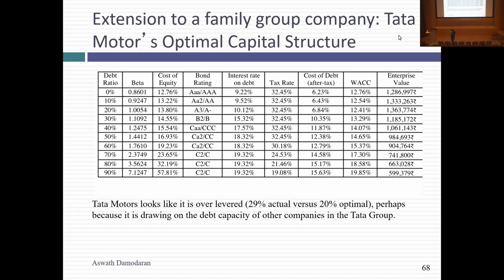As I said, I'm going to cut to the chase. I'm going to go to the second to last column. What am I trying to do? Minimize the cost of capital. There it is, 20% optimal. To the extent that I trust the optimal, it looks like Tata Motors has too much debt. But here's where being part of a family group might explain that. I actually did this for Tata Motors, Tata Steel, Tata Chemicals, and Tata Consulting Services.